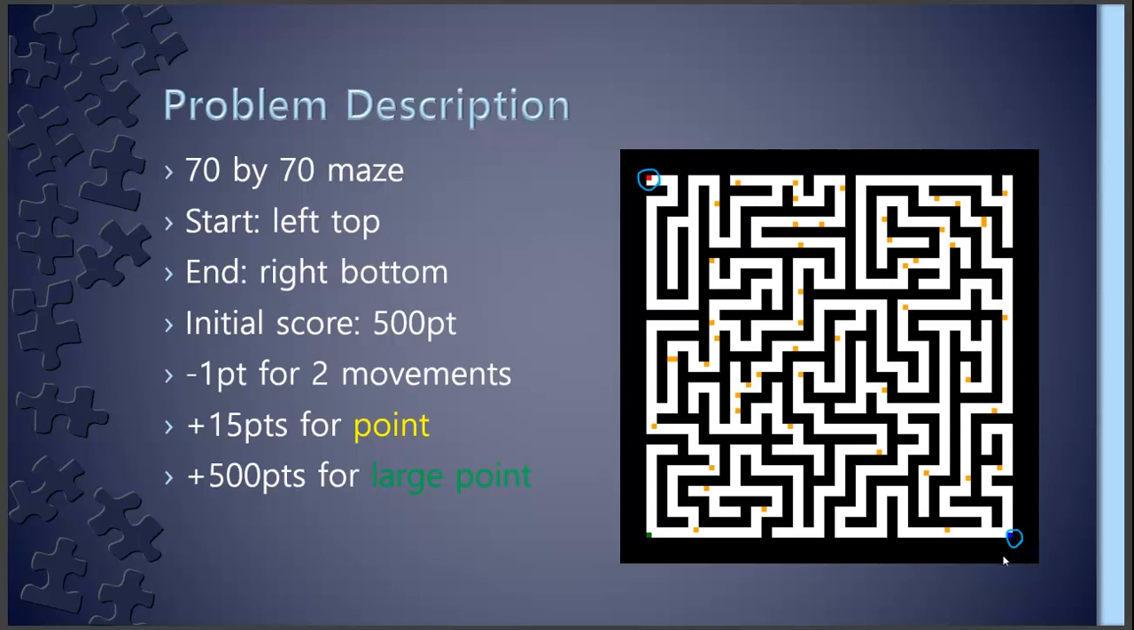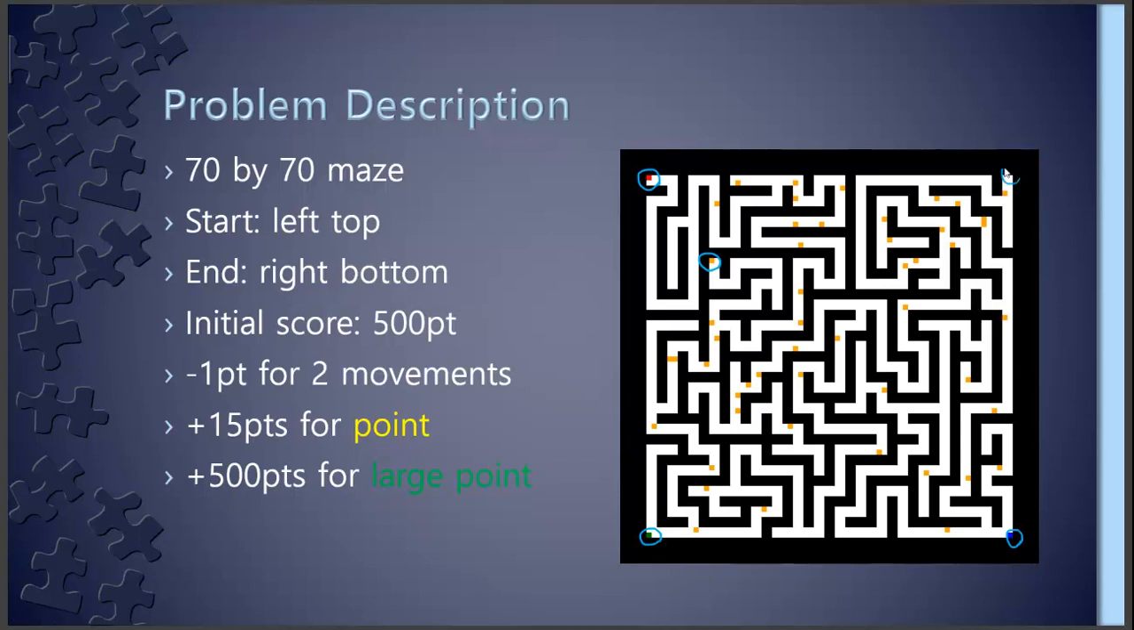Our initial score is 500 points, and it costs 1 point for 2 movements, and 15 points for a yellow point cell, and 500 points for a large point cell. There will be 50 yellow point cells at random, and the large point cell will appear only at the left bottom or right top.